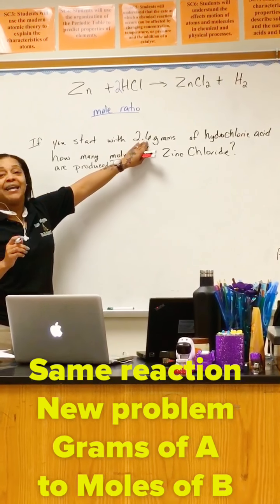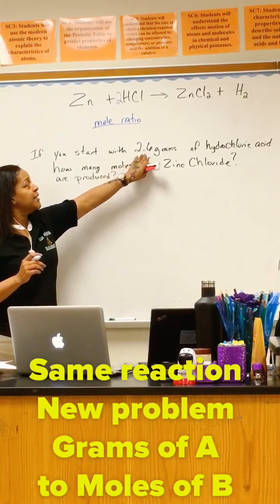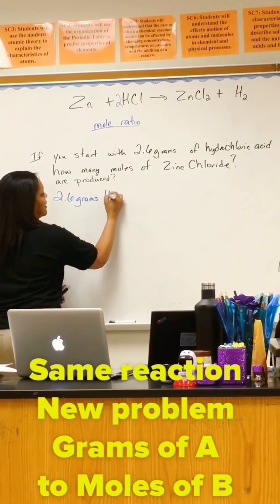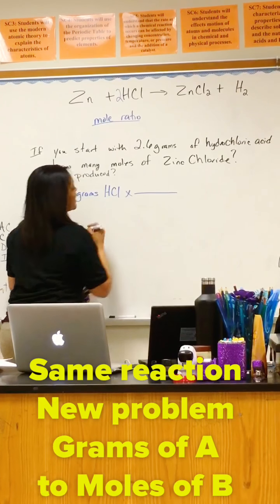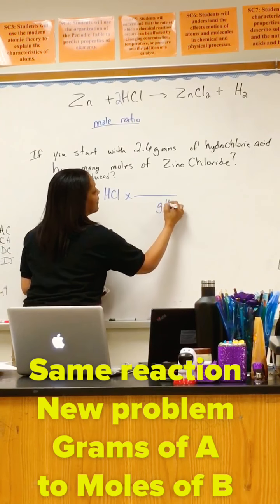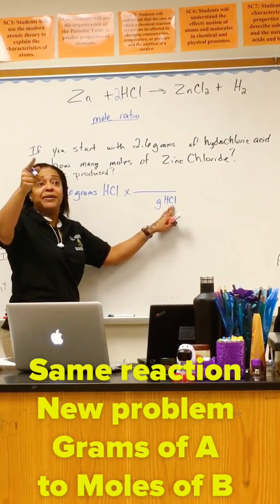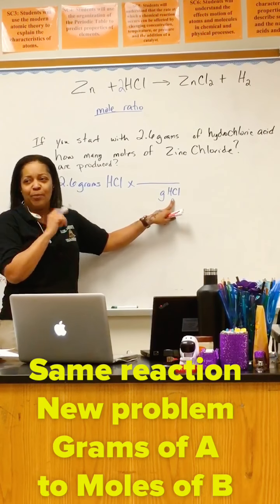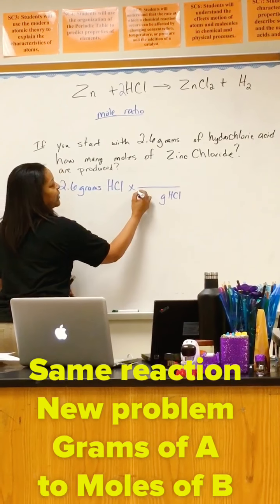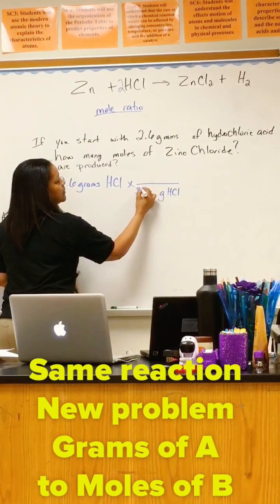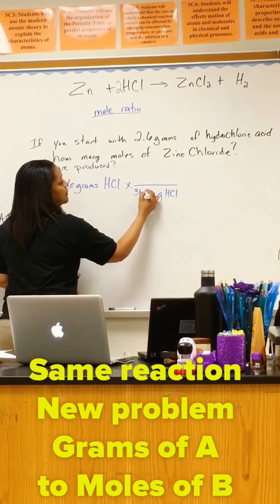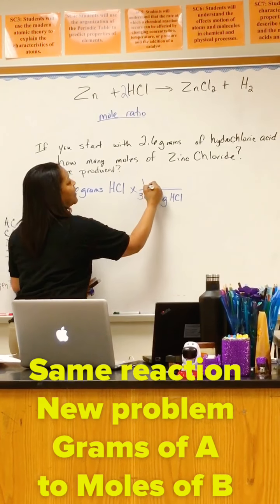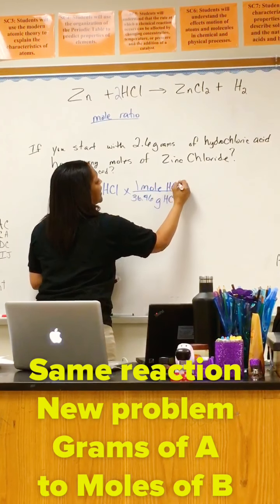Okay? So I'm going to go ahead and write my given, which is what? 2.6 grams of who? Hydrochloric acid. I'm going to go ahead and write my times sign. I know I need grams of hydrochloric acid on the bottom. And you're going to weigh that up on the periodic table. Chlorine weighs 35, I think, 0.45. And hydrogen weighs 1.01. So we're going to go ahead and make this what? 36.46, I believe. Check me, make sure I'm right. And we'll put that 1 mole of HCl.